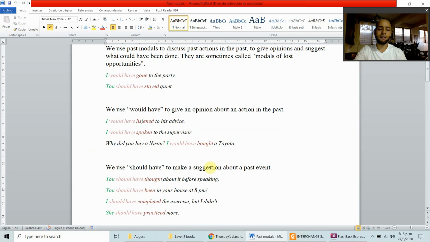And we use should have to make a suggestion about a past event. Again, a suggestion, maybe like advice, about what the person can do if this happens again in the future. You should have thought about it before speaking. In this case, the person spoke to someone or some people, and something bad happened. So you should have thought about it before speaking. This is something that the person should have done before speaking.